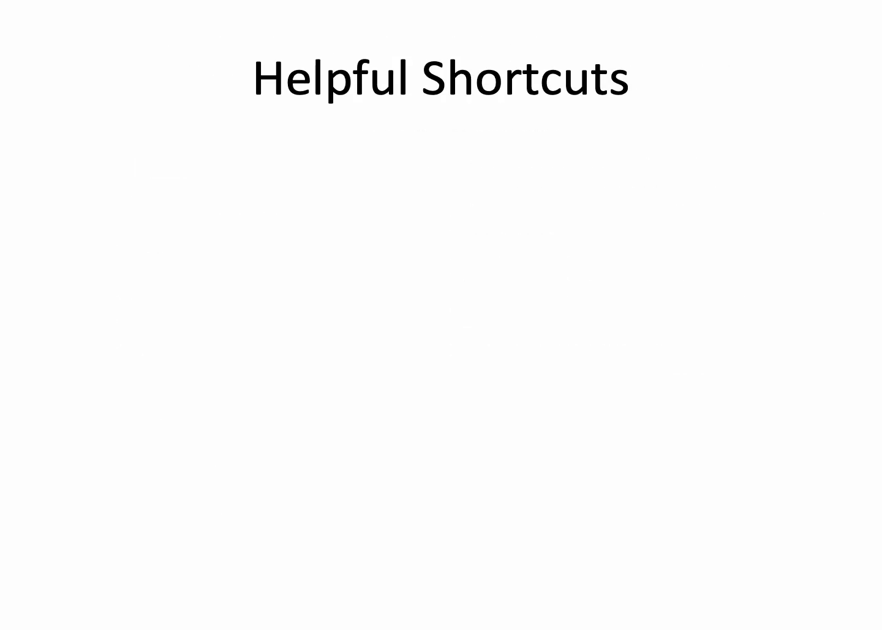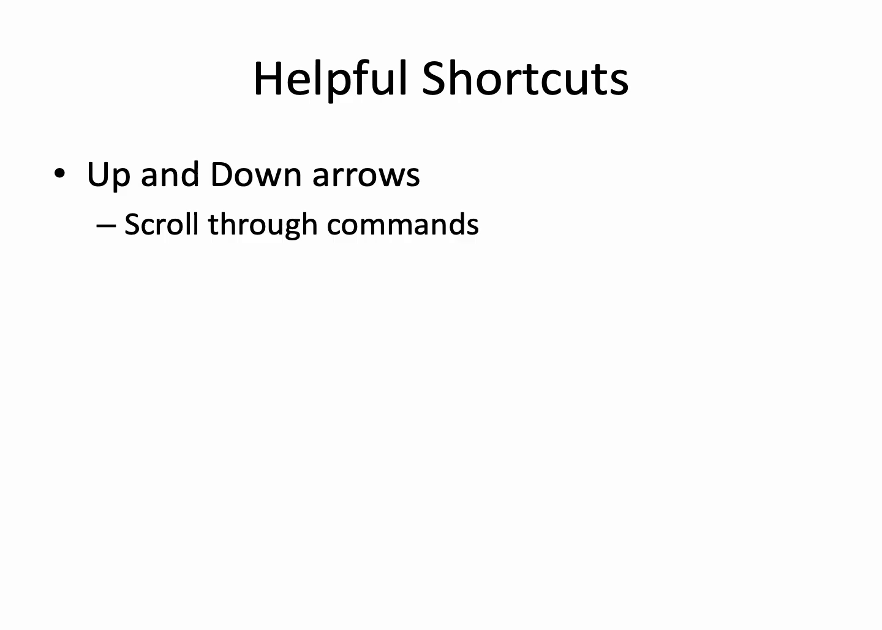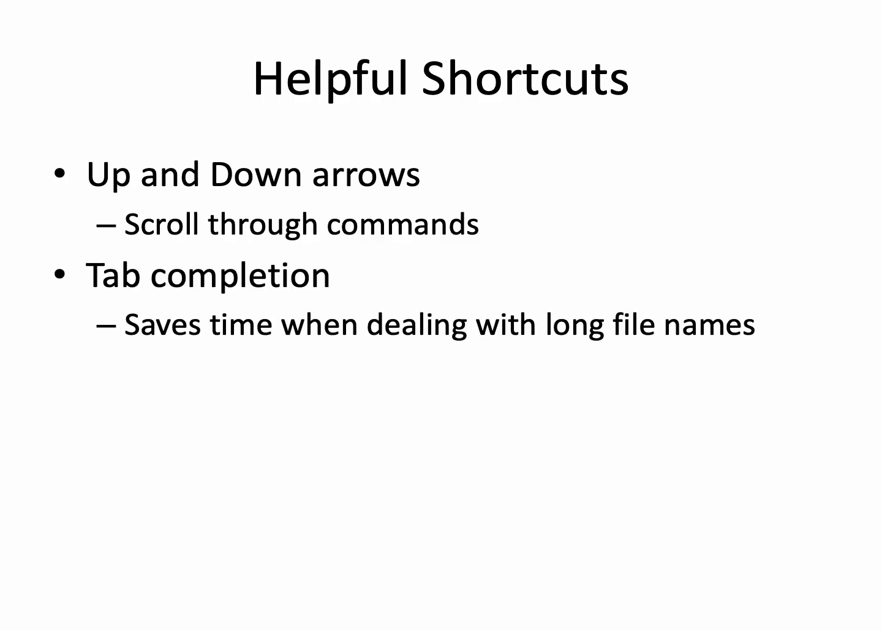Next, let's talk about a few helpful shortcuts to help you navigate through the terminal. You can use up and down arrows to scroll through commands. This will help you not have to retype a command. If you hit the up arrow a couple times and you need to reuse that command, you can do so, and then that command will pop up. You can use tab completion, so if you have a long file name, or you know for sure that there's a file that starts with E115, you can type that in and then hit tab, and that will give you the rest of the file name.